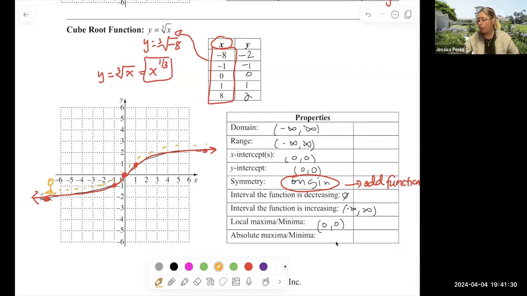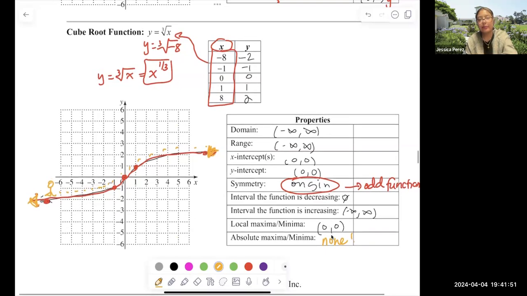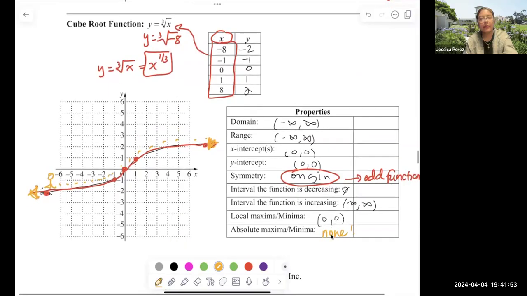There is no absolute min or max because of these arrows right here. This is not a closed interval, so it keeps on going. There's no absolute maximum. There's no absolute minimum. That is for the cube root function. Any questions so far on any of the ones that we've done? We've done the identity, the quadratic, the cubic, the square root.